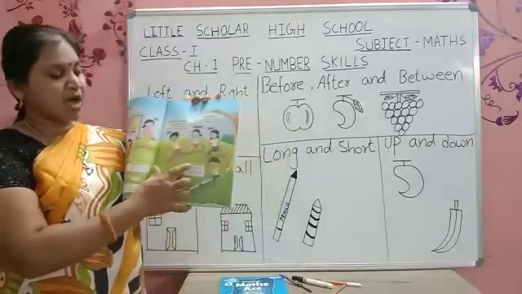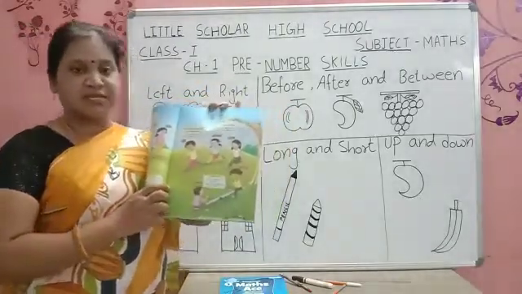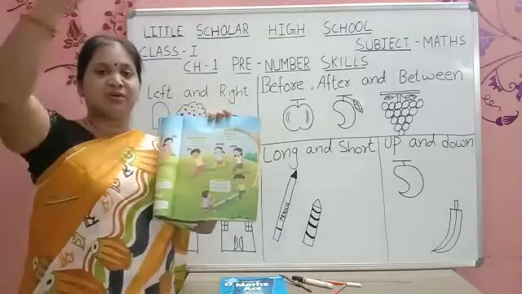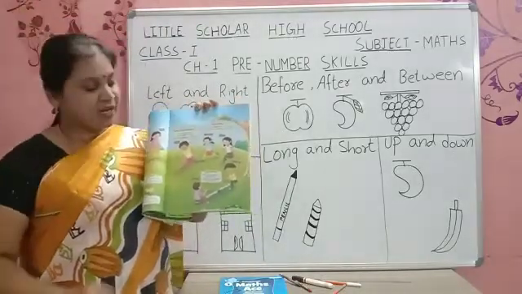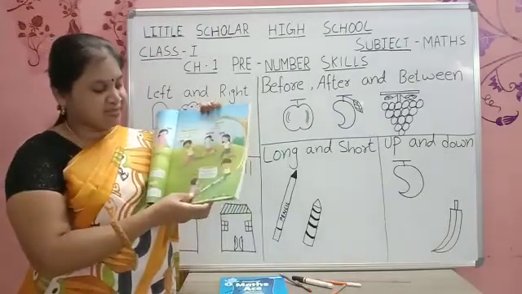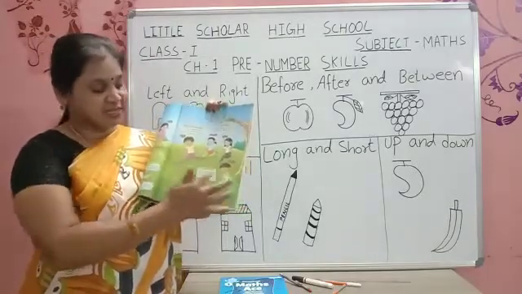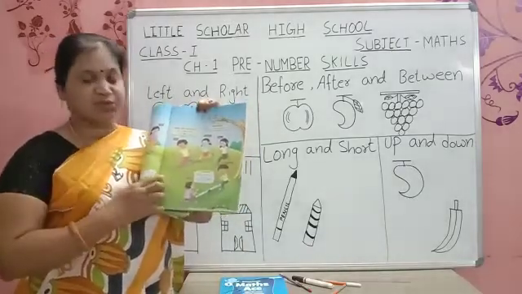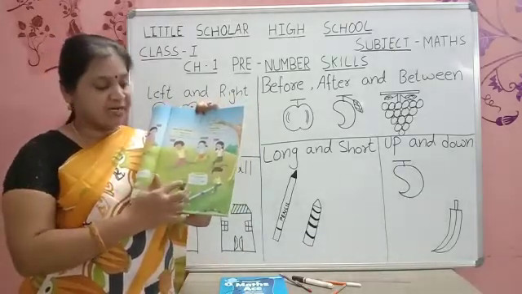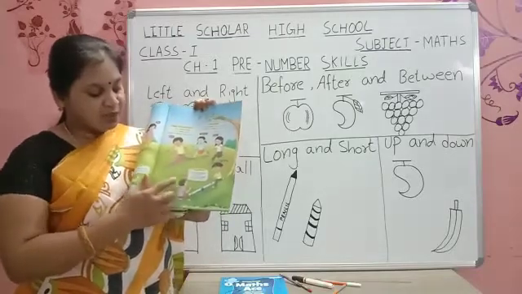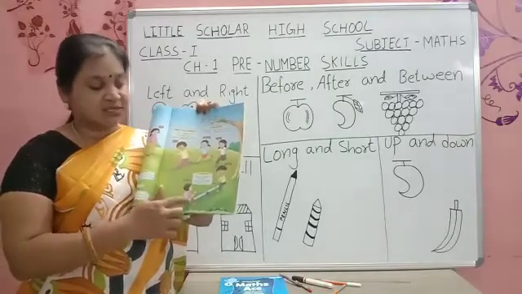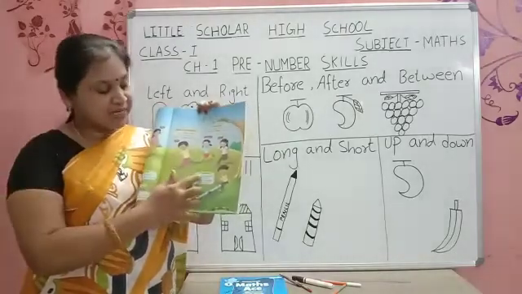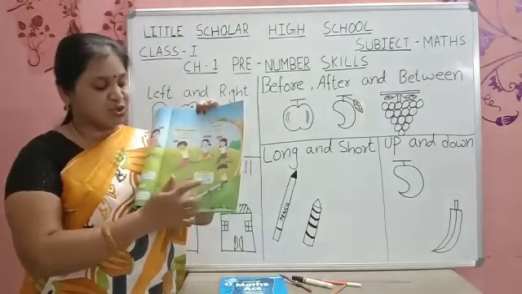Now here we have up and down. All of you like to play seesaw, children? Yes. How will the seesaw be? One will be going up, the other one will be coming down. So here we can see 2 children playing seesaw in the park, Aman and Mark. Where is Aman? Aman is down. Where is Mark? Mark is up.